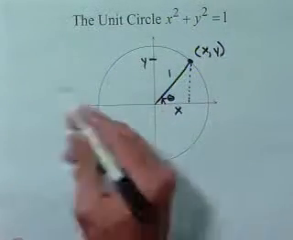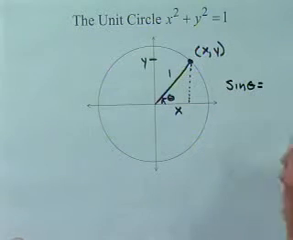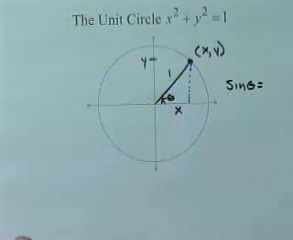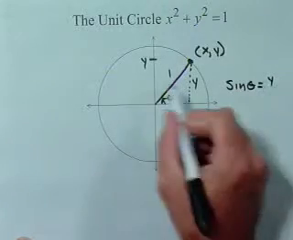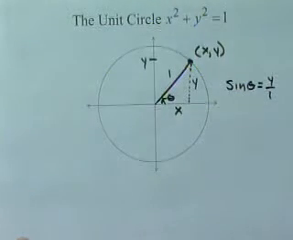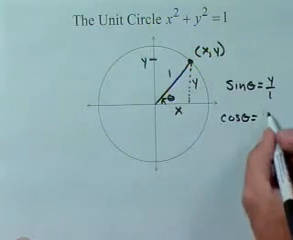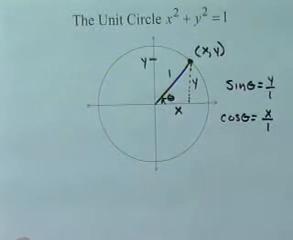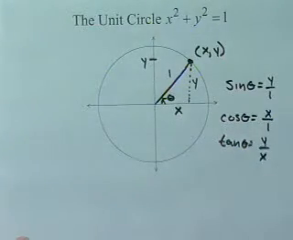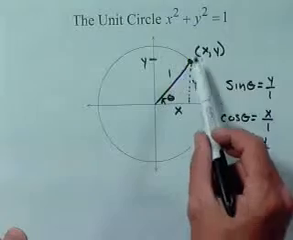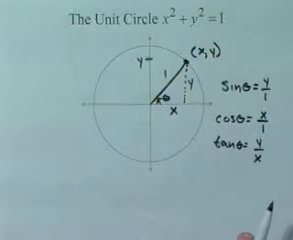Now notice, we can come up with some trigonometric ratios. For example, what's the sine of that angle? Well, remember the sine is the opposite, which is y, over the hypotenuse, which is 1. The cosine of that angle is the adjacent over hypotenuse. The tangent is opposite over adjacent, etc. So if I knew a point on the unit circle and I knew that angle, I could easily come up with the trigonometric ratios. So why don't we write this down?